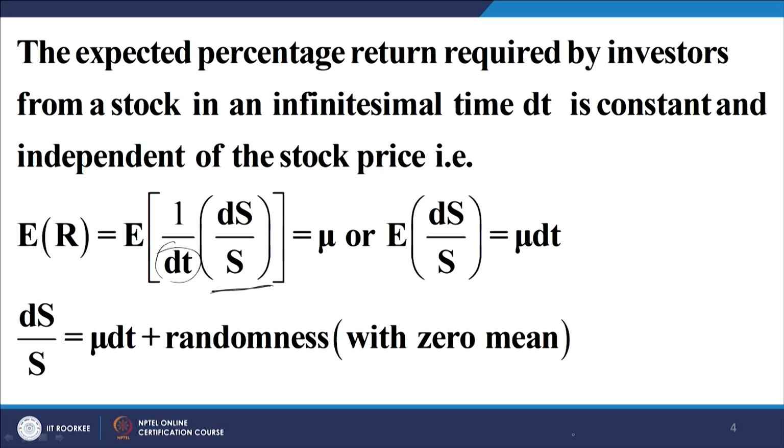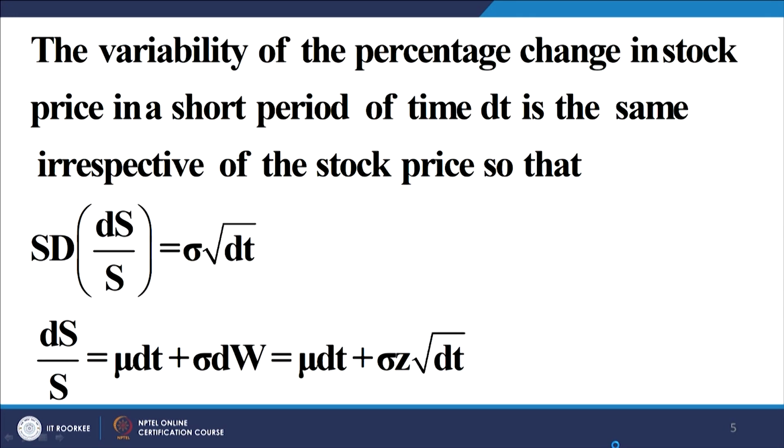Because dt is non-stochastic, we can take it outside the expectation operator and we get E of ds upon s is equal to mu dt. In other words, we can write ds upon s as mu dt plus some randomness term which has a 0 expectation value. Now, come to the variability. What does it say? The standard deviation of ds upon s is independent of s. So, we can write it as sigma root dt.